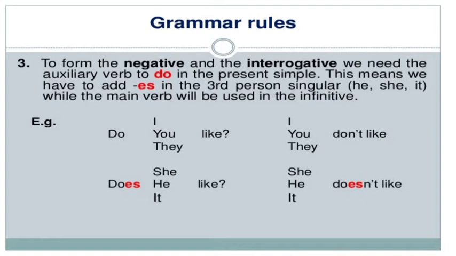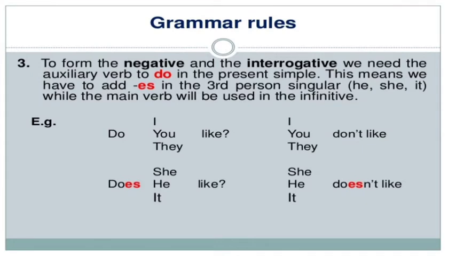For example, I do not like, you do not like, they do not like, boys do not like, people do not like. Now for singular, for example, she does not like, he does not like, it does not like, the teacher does not like. You can take any name, for example, Jagrati does not like. So in such a way we form the negative of simple present tense.